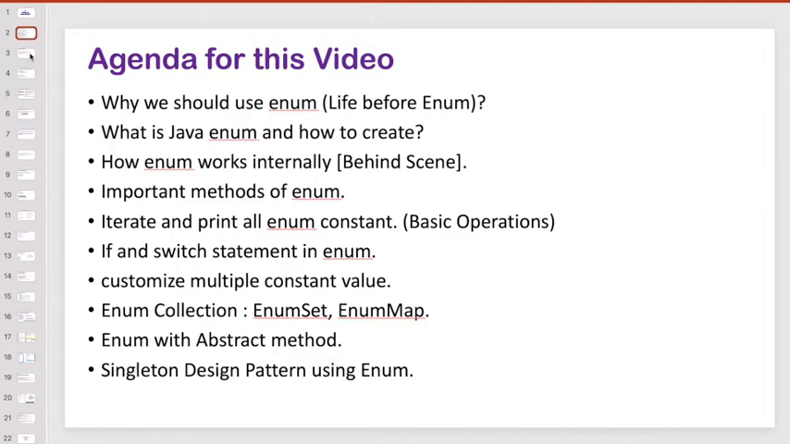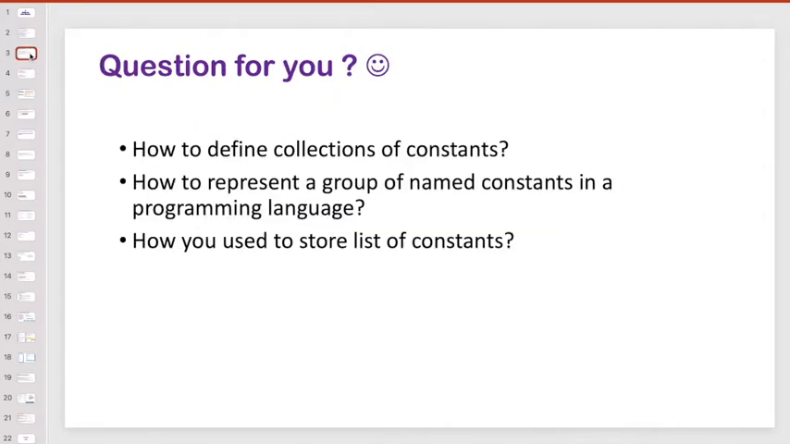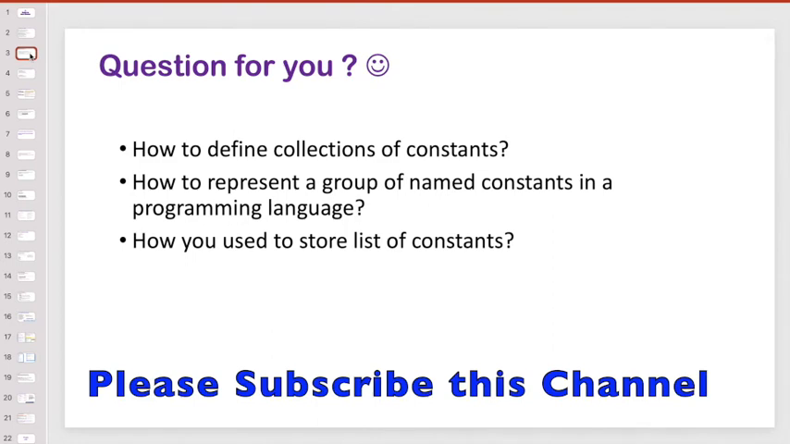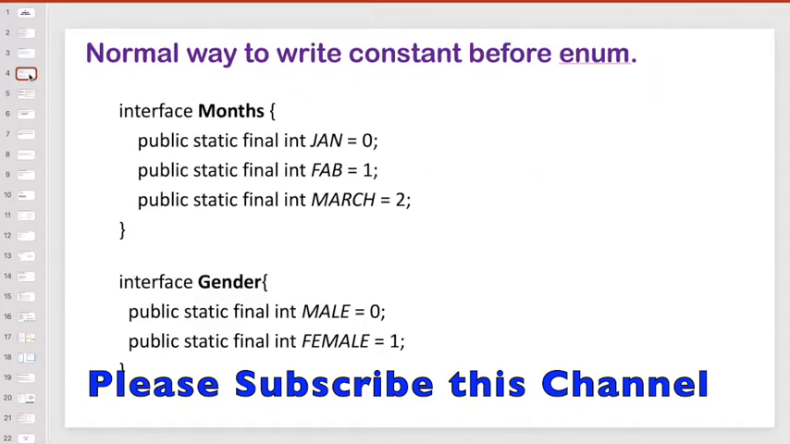So let us start. Before jumping into the video, I have one very beautiful question for you: how do you define a collection of constants? Suppose you have 10 constants that you see every time you write code. How do you manage those constants? And you have different kinds of constants, some constants for one service and a few sets of constants for other services. How do you manage that?